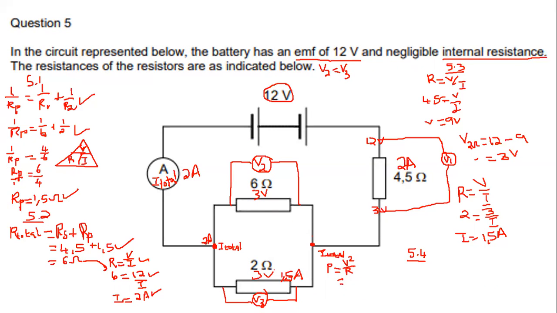So I want the power that is dissipated here. The V is 3. So this will be 3 squared divided by the resistance, which is 6. And 3 squared divided by 6 means that 3 squared will give me 9. And if I take 9 and I divide it by 6, I get exactly 1,5 watts.